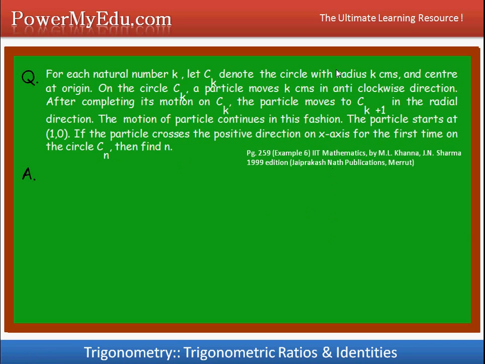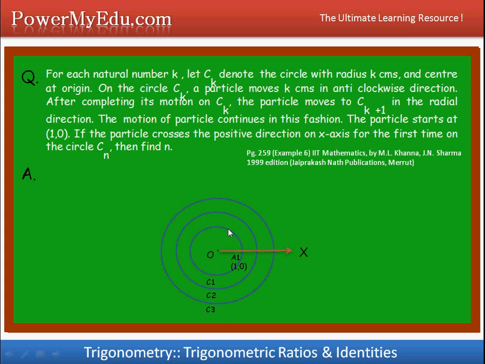Okay, so as all these circles have their center at origin, they are concentric circles. Let's try to figure out the motion of the particle on these circles. Let's have these circles C1, C2, C3 and so on. Let's have the origin, say O, and we'll have an x-axis. Now our particle is at (1, 0), which is on the x-axis. Let's call it A1.